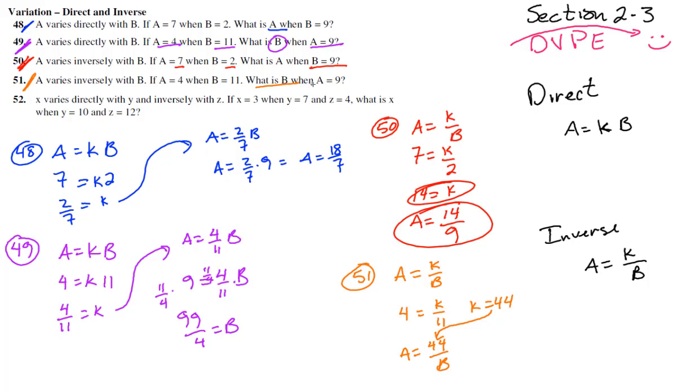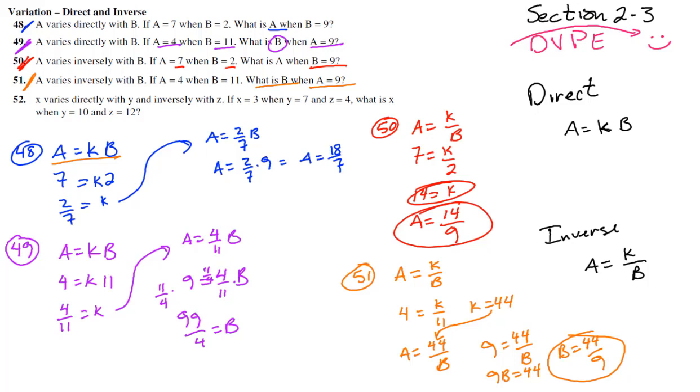It says what is B when A is 9? So if we say A is 9, we get 9 is 44 over B. Times both sides by B and we get 9B equals 44. Divide both sides by 9 and we get B equals 44 ninths. There we go. That was inverse and direct variation. Once you know these patterns, it's really just a bunch of substitution to stick them in very short, small equations.